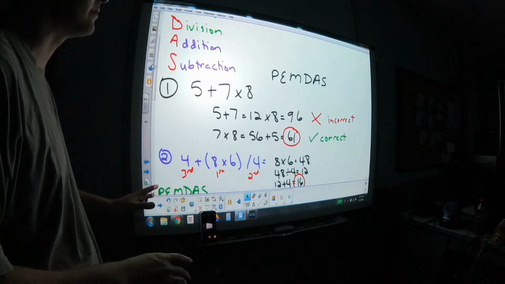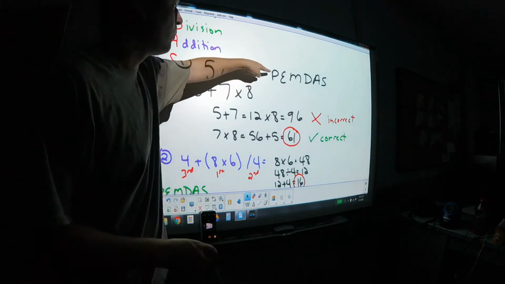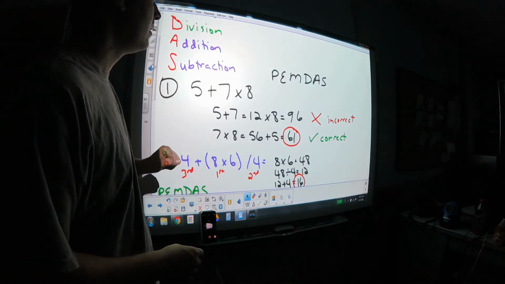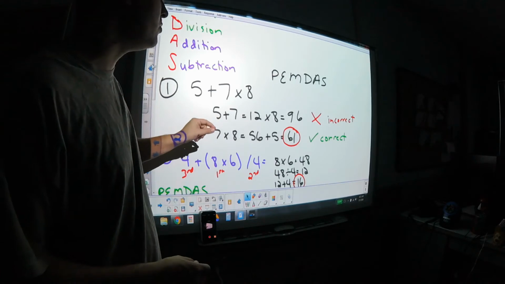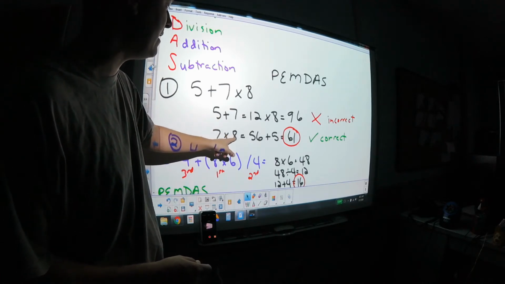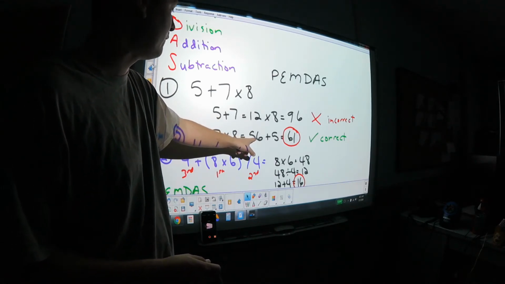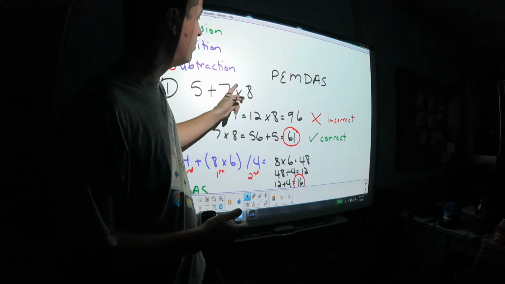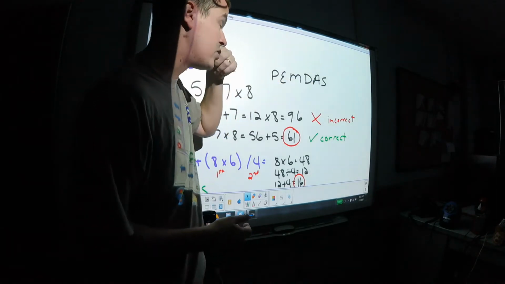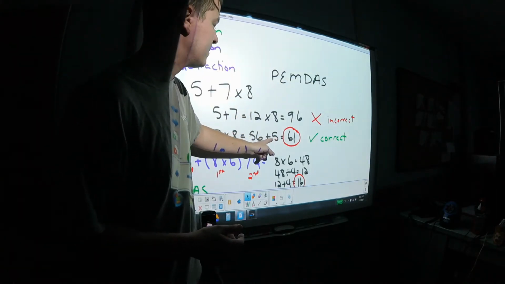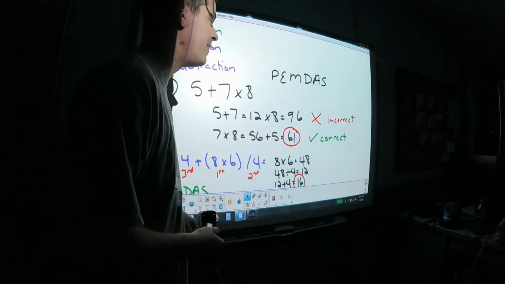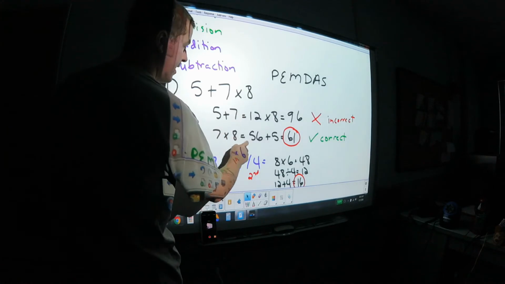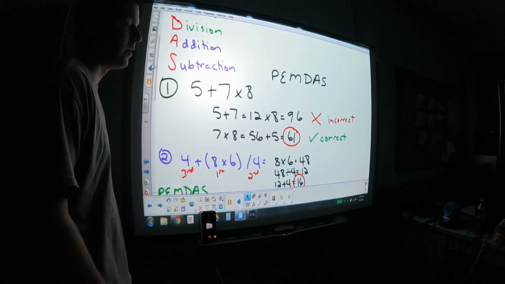That's an incorrect answer. By following PEMDAS, we find that there are no parentheses, no exponents. There is multiplication, so then we do that first. So 7 times 8 is 56. So now you have 56 plus 5, or 5 plus 56. And then you would do addition, because we have no division. So 56 plus 5 is 61. That is the correct answer. So we did multiplication first, then addition, and we got 61 as the correct answer.